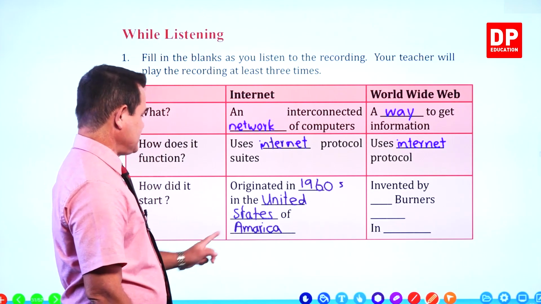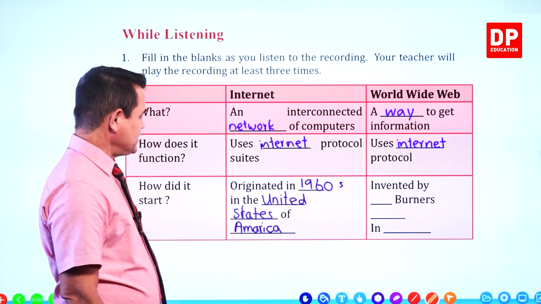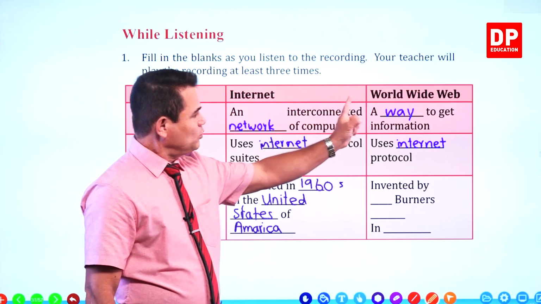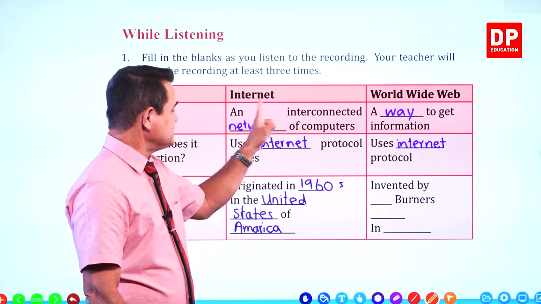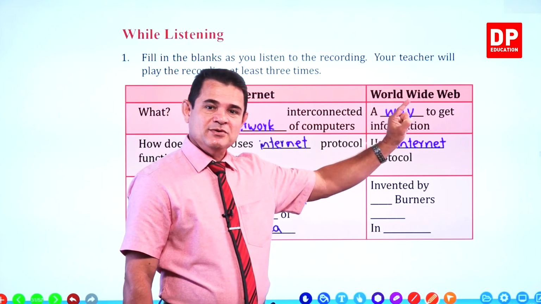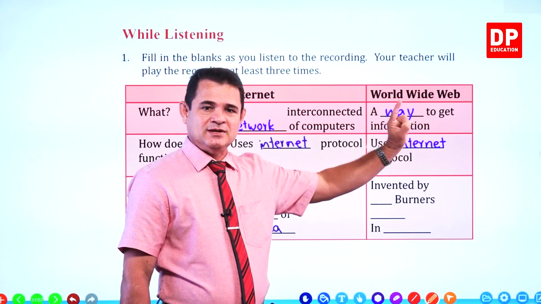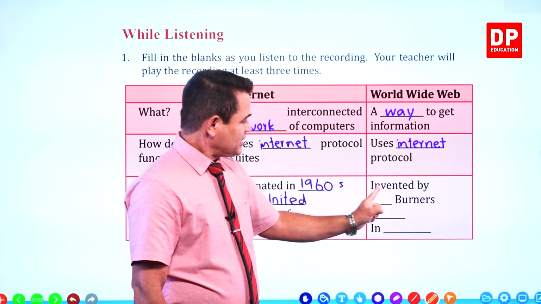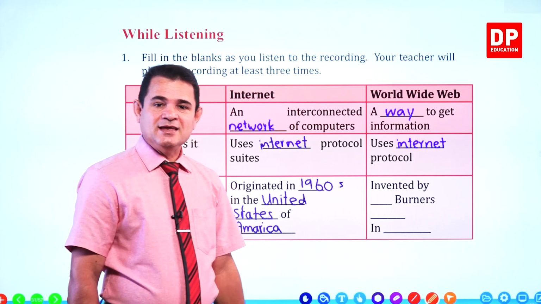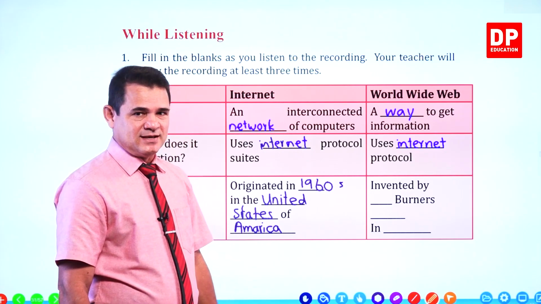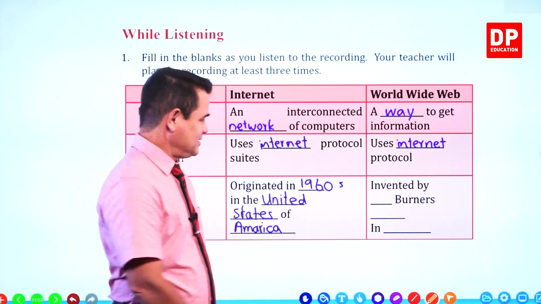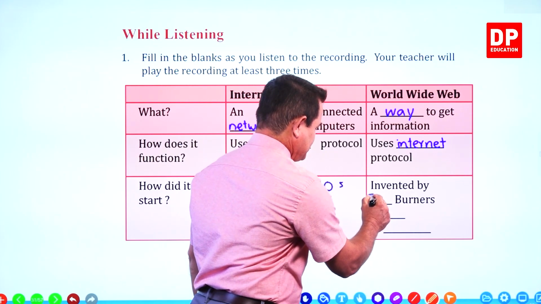United States of America, right? And the next one, World Wide Web. So this is internet, then www, World Wide Web, then invented by whom? Tim Berners.